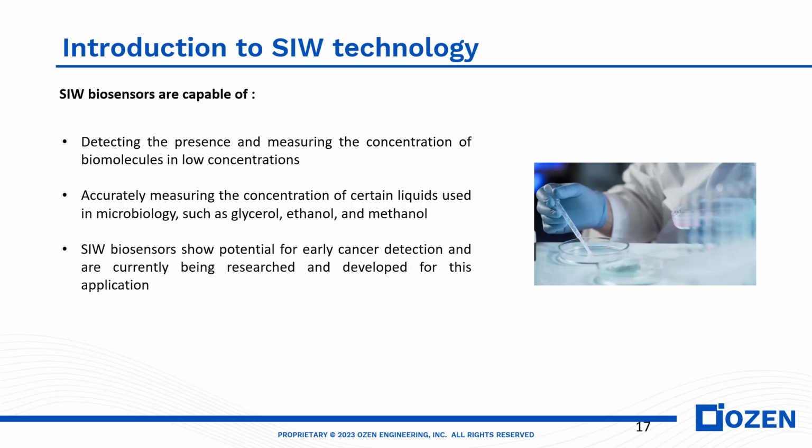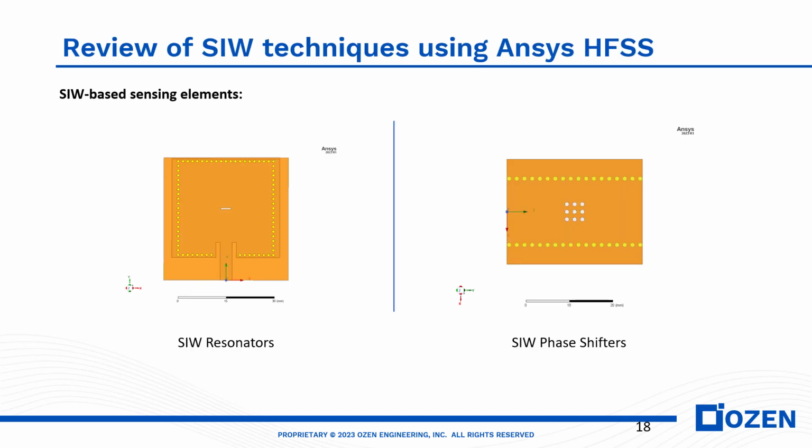What SIW biosensors are capable of includes detecting the presence and measuring the concentration of biomolecules in low concentrations. We can measure with SIW biosensors the concentration of certain liquids used in microbiology, such as glycerol, ethanol, and methanol. SIW biosensors have shown a good potential for early cancer detection and are currently being researched and developed for this application.